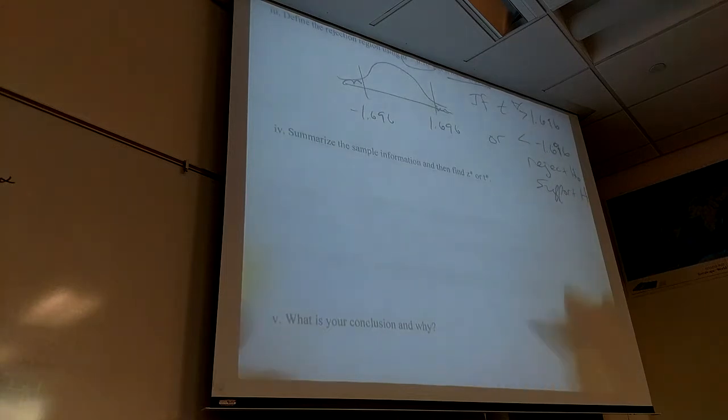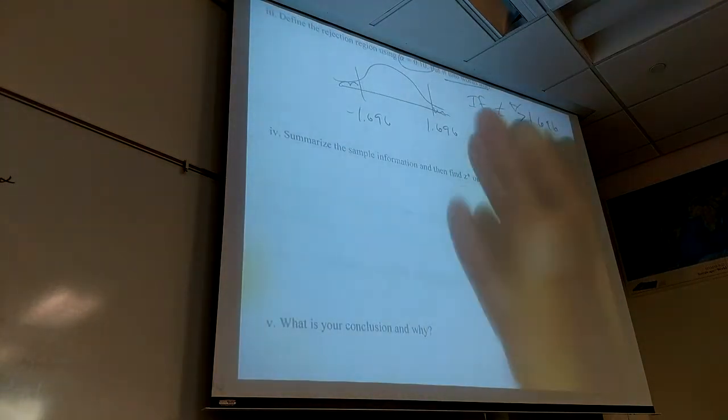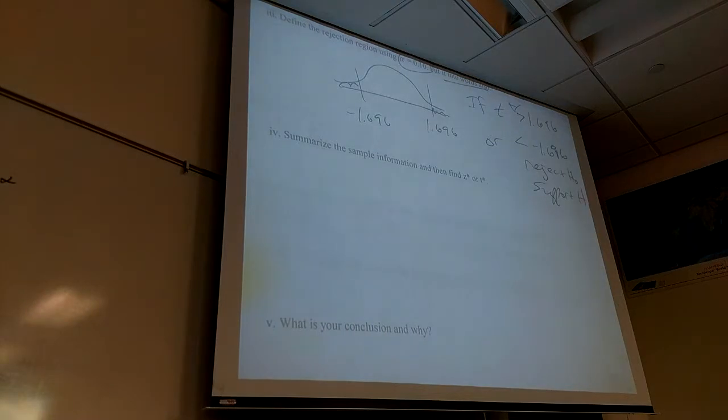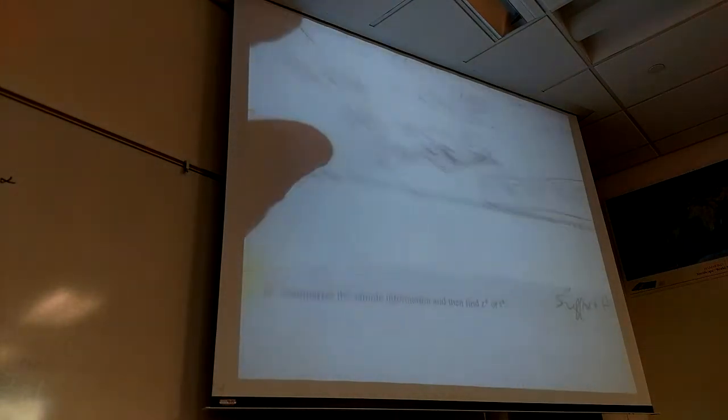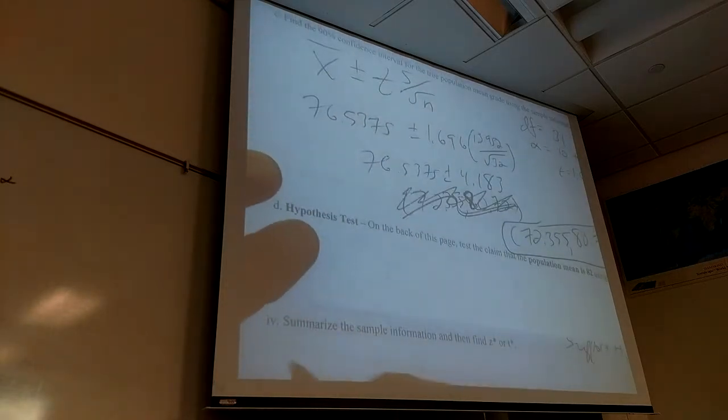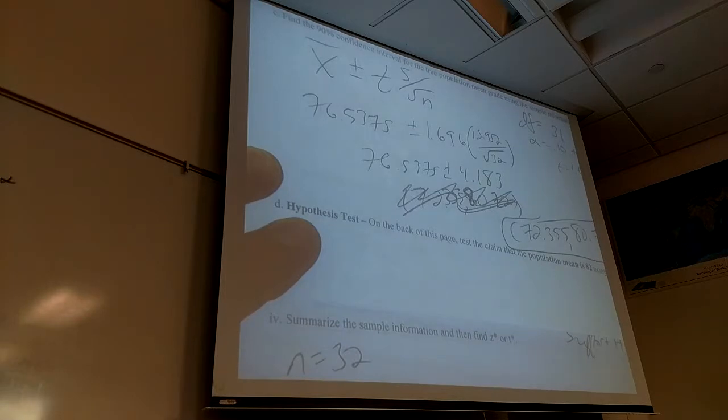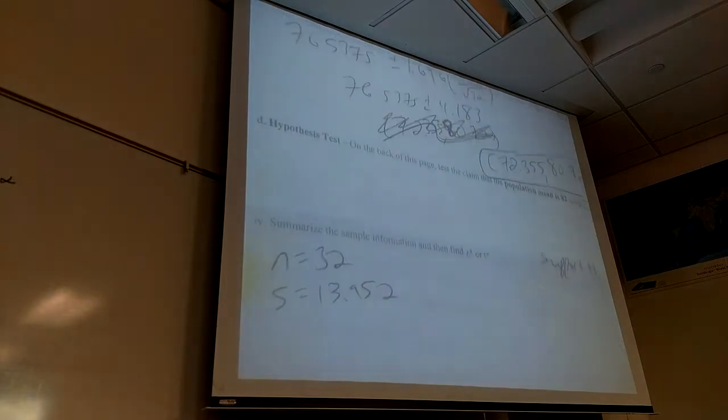Summarize the sample information. So now, what do I know from this? This is where you bring in your own. So I'm going to do mine. I better not see these numbers are for you, because you ain't got the same thing as me. Well, everybody's got the same n. My standard deviation was 13.952.